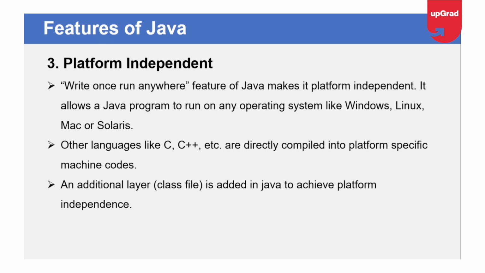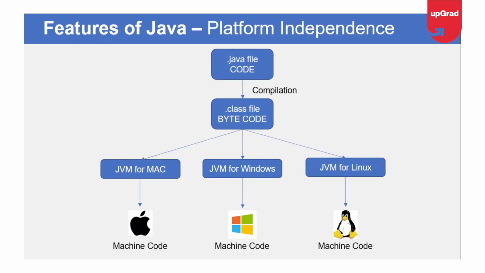On the other hand, Java is a write once run anywhere programming language. It allows a Java program to run on any operating system: Windows, Linux, Mac, Solaris, etc. An additional layer is added in Java to achieve platform independence. Let us see this in detail and understand how this happens.